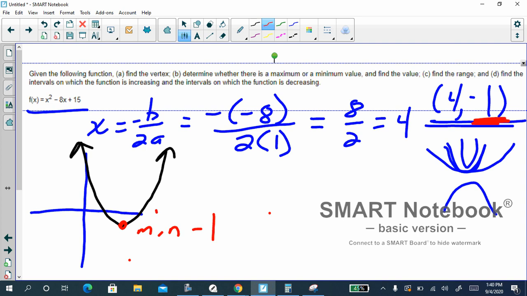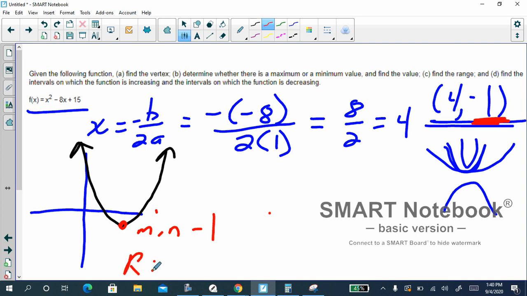It asks us for the range. Remember, the range is the y values, so the lowest y value is -1, and it goes up and up and up and never stops going. So at -1, we put a bracket because we do have a point at -1.